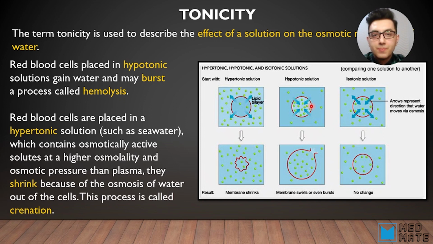The other thing that we have to consider is placing a red blood cell in a hypertonic solution. A hypertonic solution is when we have a higher concentration of molecules outside the red blood cell. So in this case, water from the red blood cell tends to move out into that solution. And the red blood cell's volume is shrinking, it's getting smaller, and this process is called crenation.